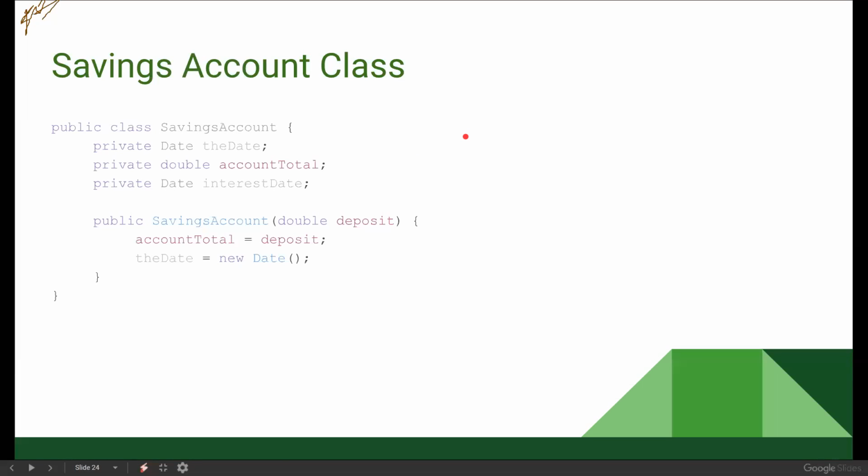So if we have a savings account, let's say we have some savings account class. We've got the date. This is the date that it was opened. We've got our account total. It's how much money is in the account. And we have the interest date. So it's when interest gets collected. And we've got our constructor depositing money. So we're going to set our account total equal to that deposit. And then we're going to say that the date, the open date, is equal to a new date. We're going to say today is the day we opened our savings account.